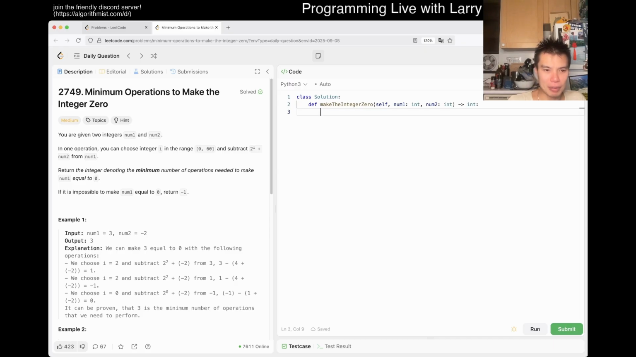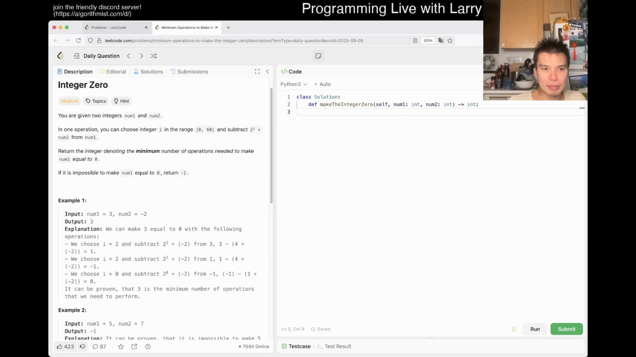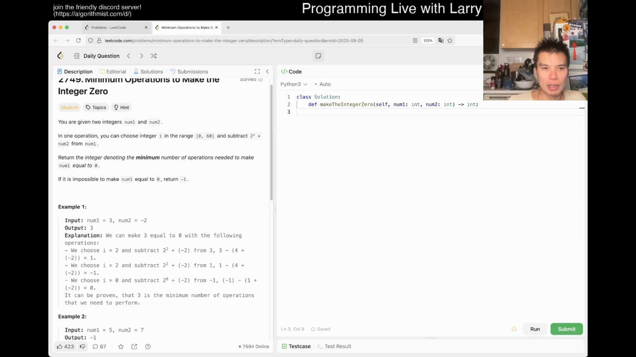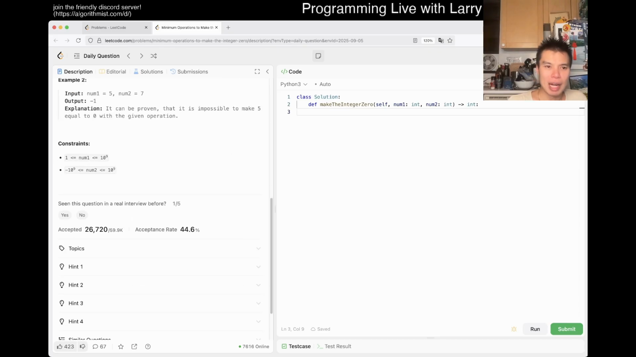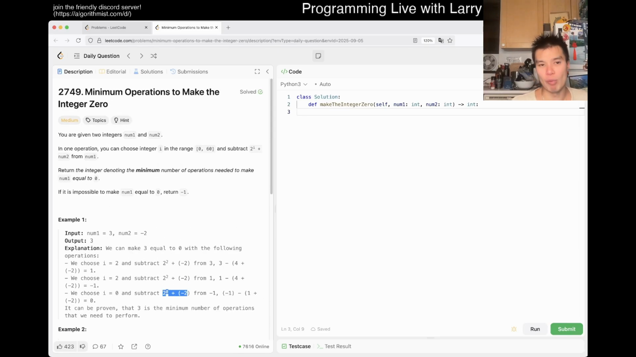Okay, so you have this number. What does that mean? So, oh, I see. So basically, num2, you subtract this number, right? I think the key thing is to figure out what the domain is. Oh, maybe I misunderstood this one. Hang on. In one operation, you could do this. Okay, so no. For some reason I thought you can only do one operation. This is the minimum number of operations. Okay, so hang on.